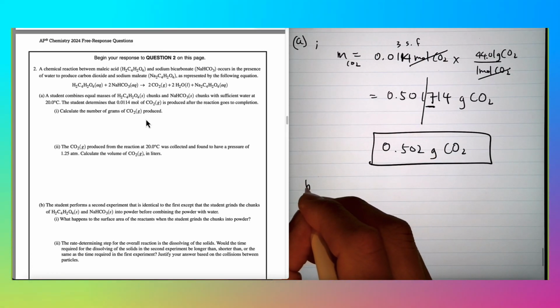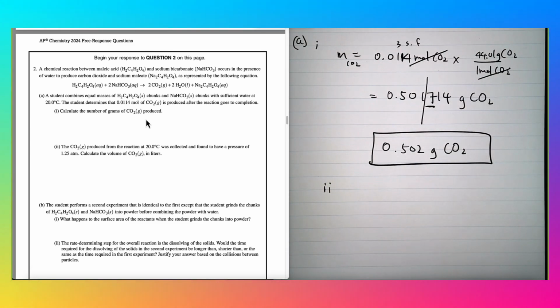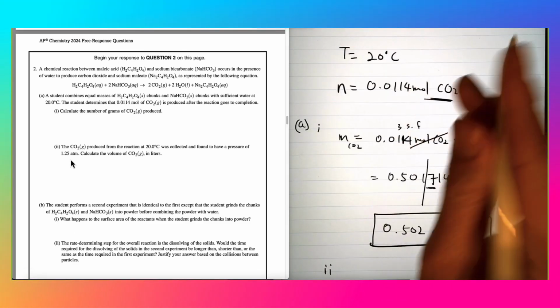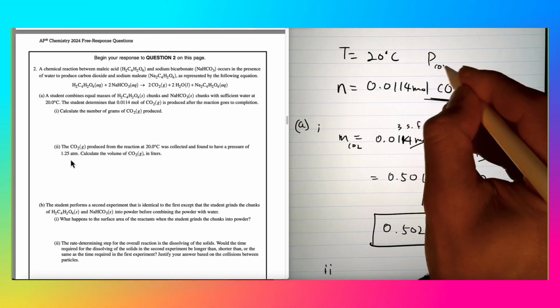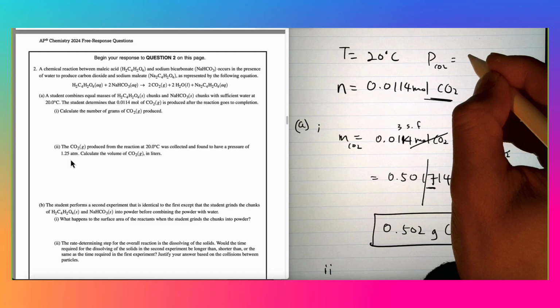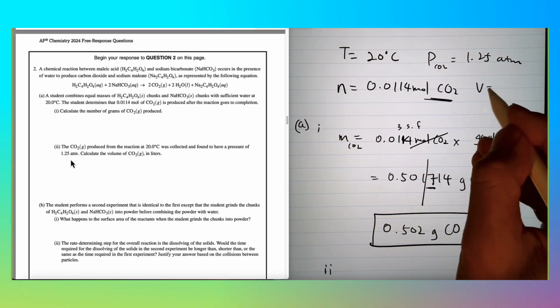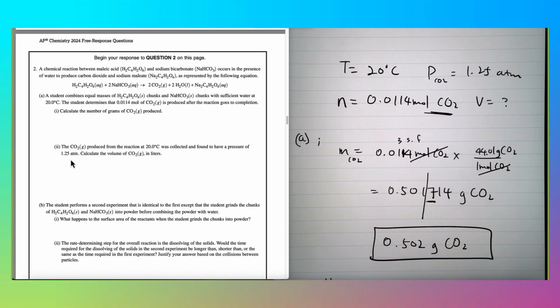Part B, part A, second part, is asking us: carbon dioxide produced from the reaction at 20 Celsius was collected and found to have a pressure of 1.25 atm. Okay, so it looks like we are adding more criteria here. Pressure of carbon dioxide equals 1.25 atm. When you see this and they ask for volume, you should immediately recognize the ideal gas law.